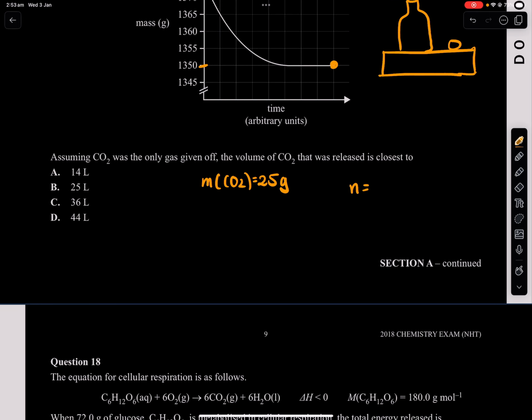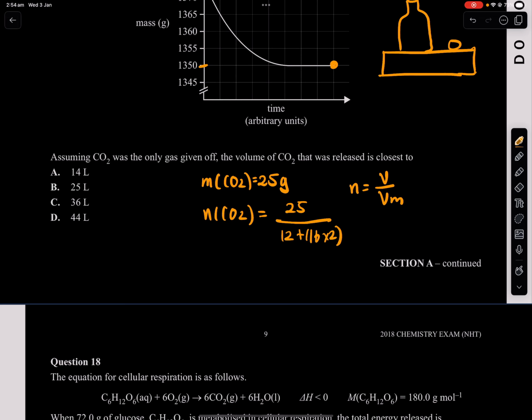It's n is equal to V over Vm, where Vm is the constant. So we need to find the moles of CO2. The way we do that is mass over the molar mass. And what's the molar mass? It's easy. Carbon is 12, and there are 2 oxygens, so 25 divided by 12 plus 16 times 2, and that gives us 0.568.